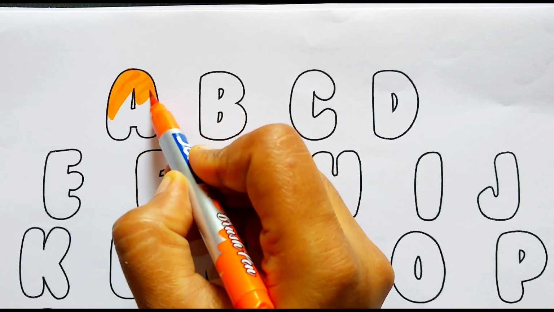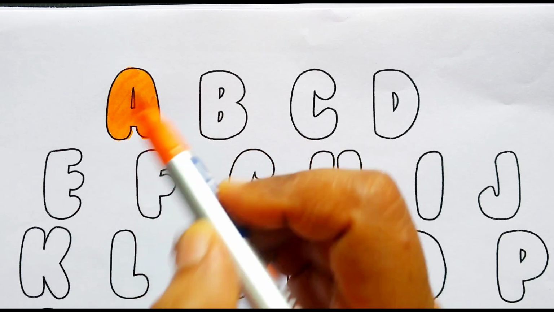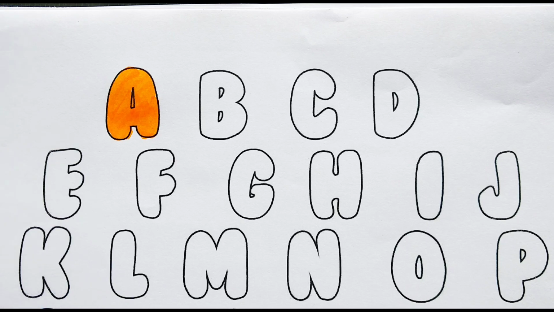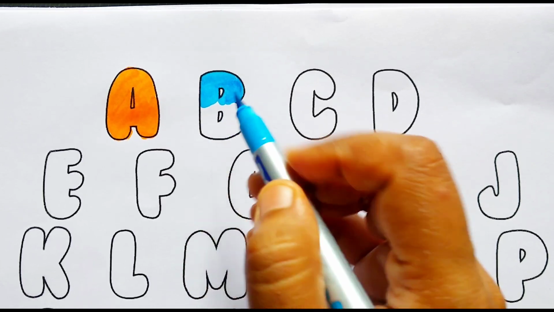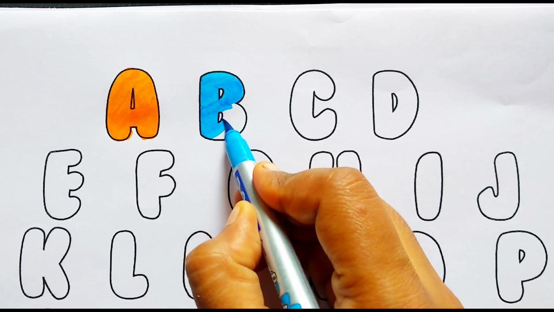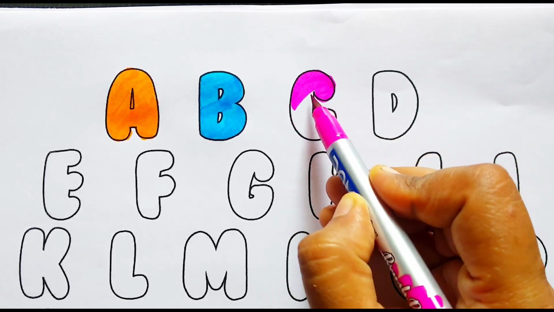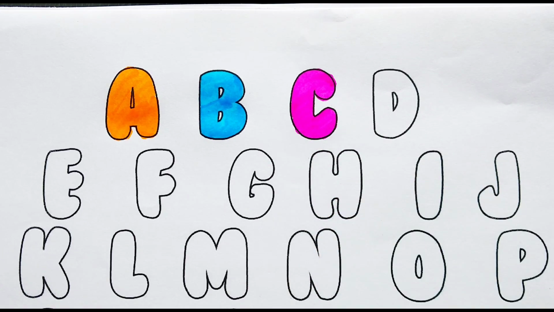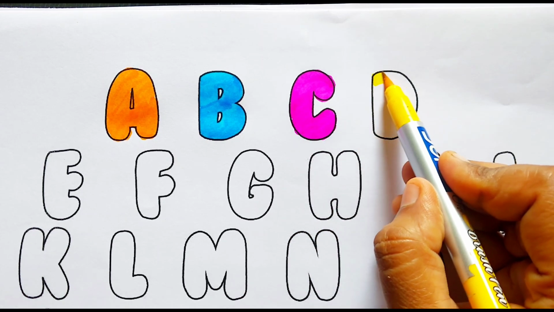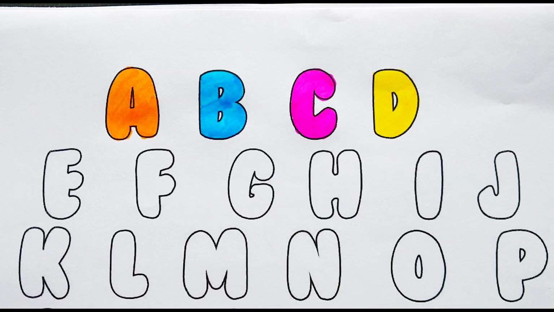A. A for astronaut. B. B for bat. C. C for candy. D. D for dolphin.